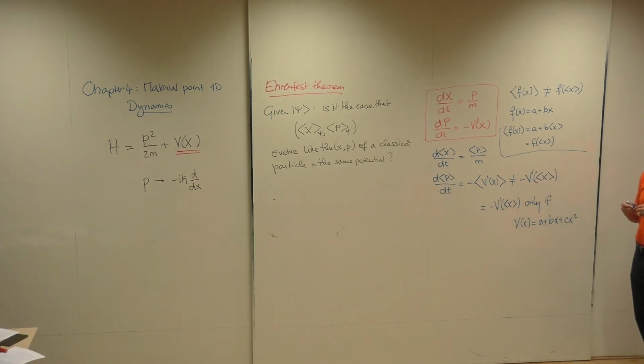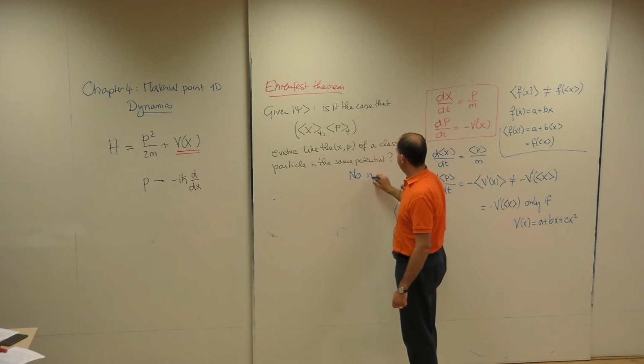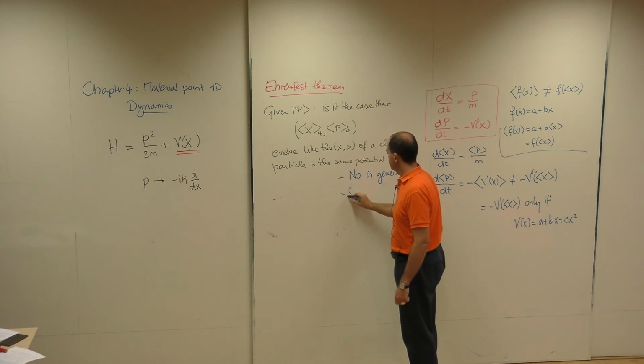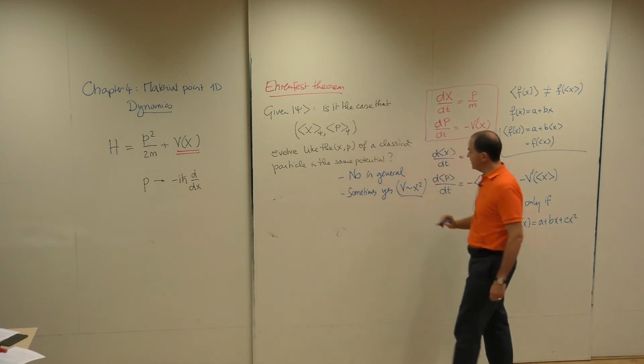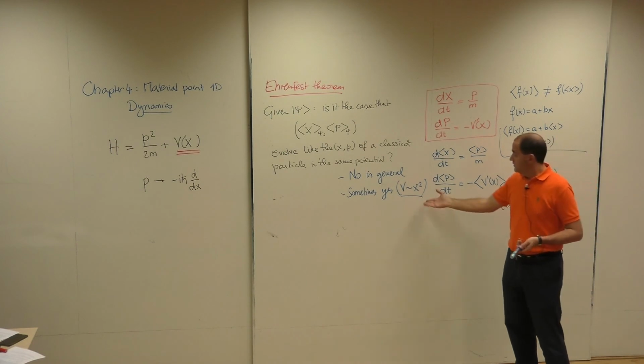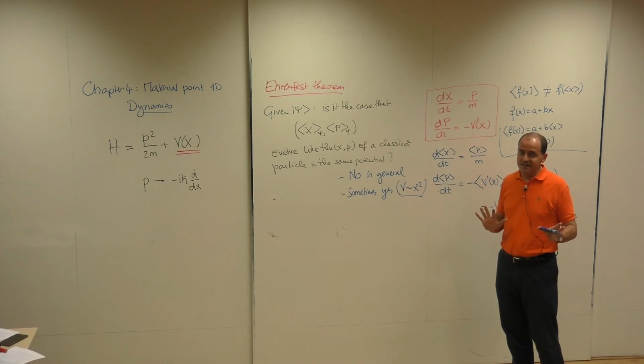As soon as the potential has a cubic term or a cosine term or anything that is not a parabola, these two expressions are not equal. So the answer to this question is no. No in general. But sometimes yes. Sometimes yes, depending on v. If v is quadratic in particular or linear, then it is the case. Okay? So there is some difference between classical dynamics and quantum dynamics, but they are not extremely deep.